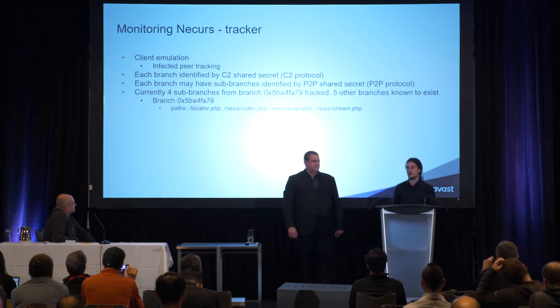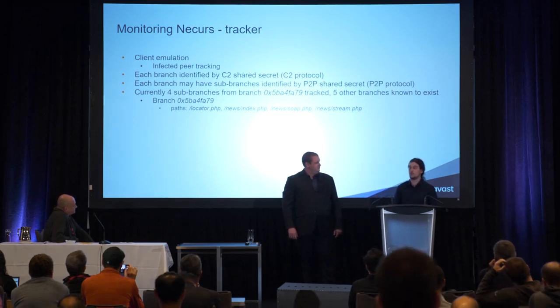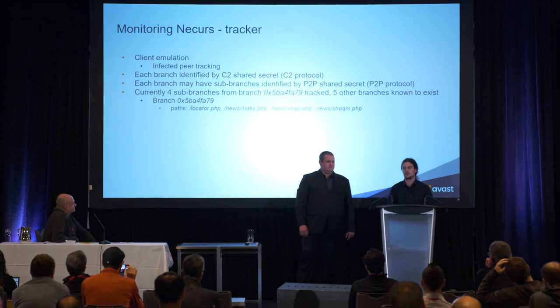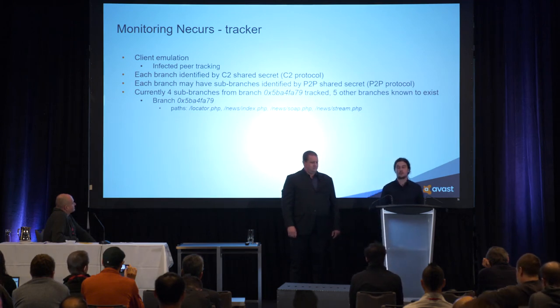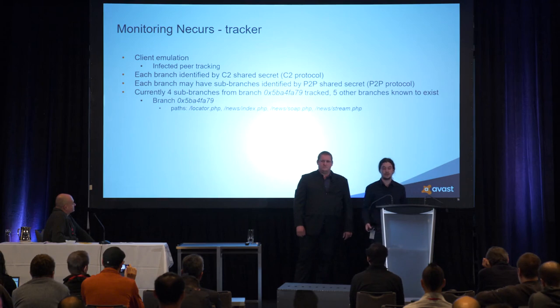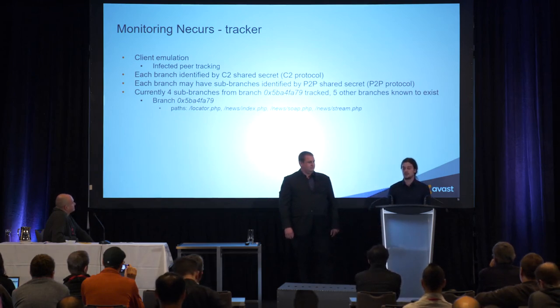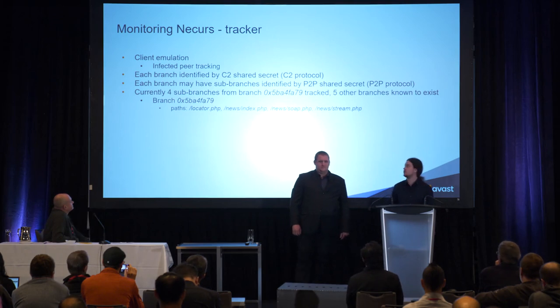Again, in a similar way, there's another public key which is used to sign messages sent through this protocol. The messages are encrypted, and the base for the encryption key is again some bytes from this key. Currently, we are tracking 4 sub-branches, all belonging to the same branch. As far as I know, there are at least 5 other branches, however we are not tracking them yet. The sub-branches are identified by URL paths like locator.php, news index, news soap, news stream, pretty much generic addresses.